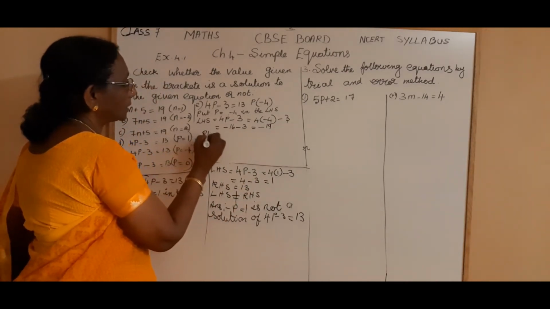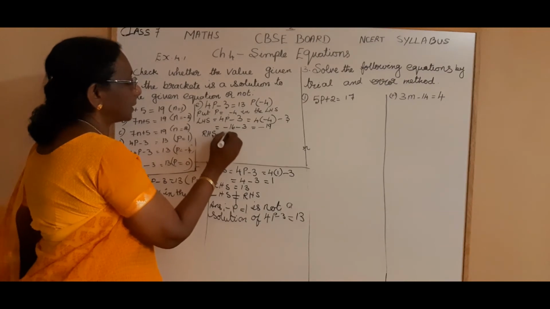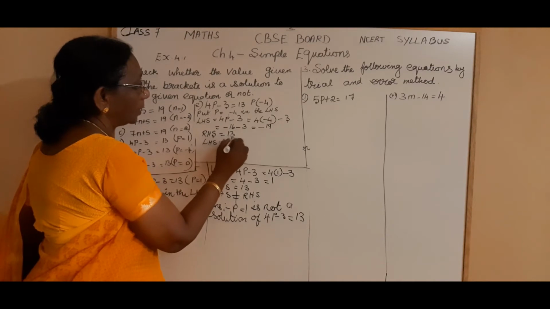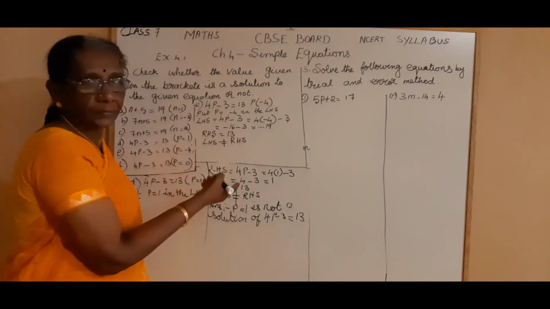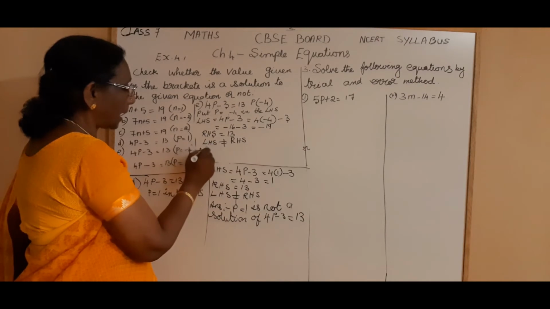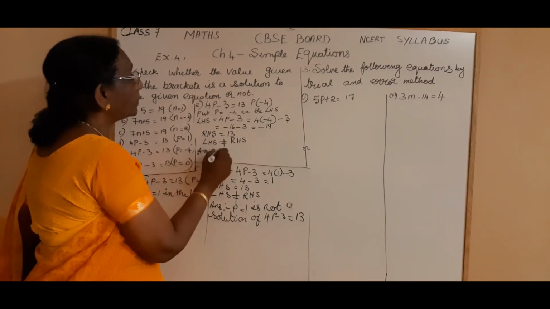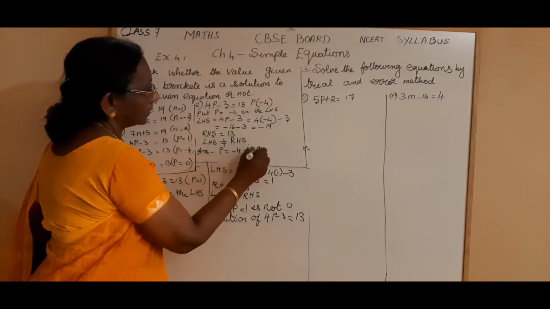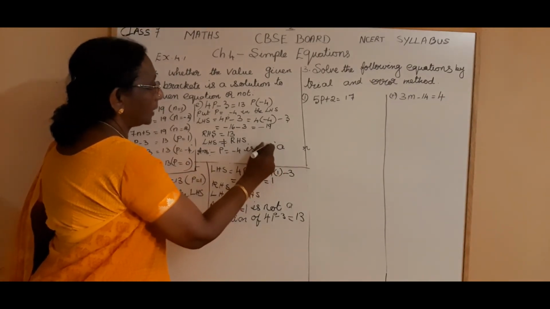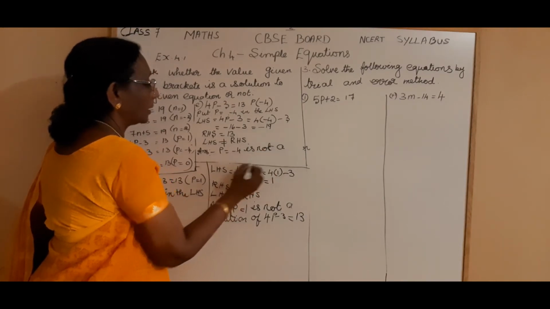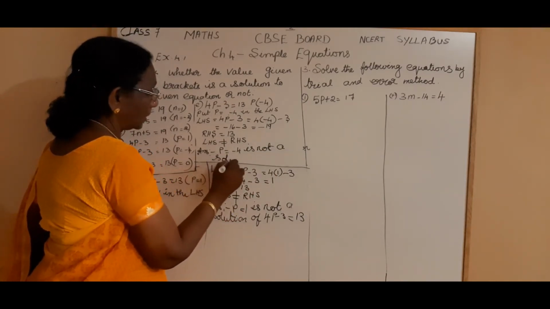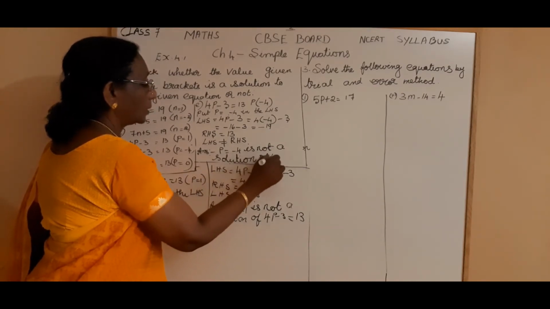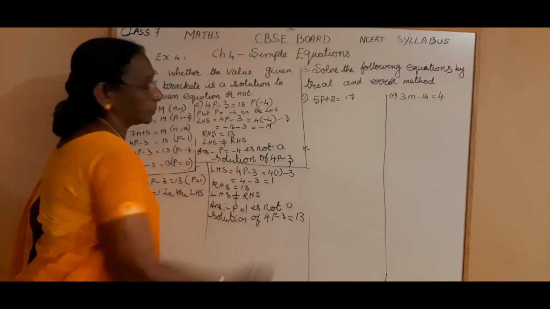But what is RHS? RHS is 13. So LHS is not equal to RHS. So it is not satisfying the equation. So what is the answer? p is equal to minus 4 is not a solution of 4p minus 3.